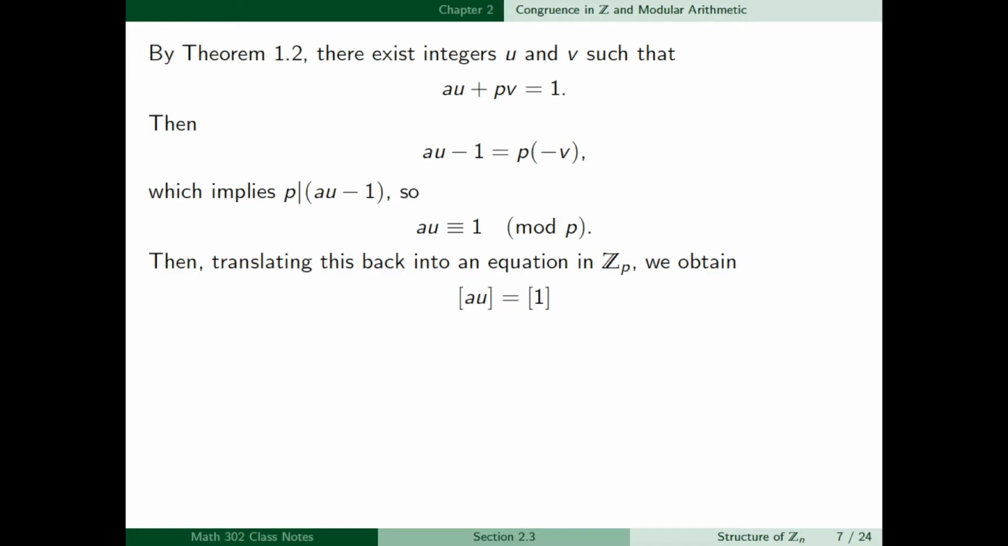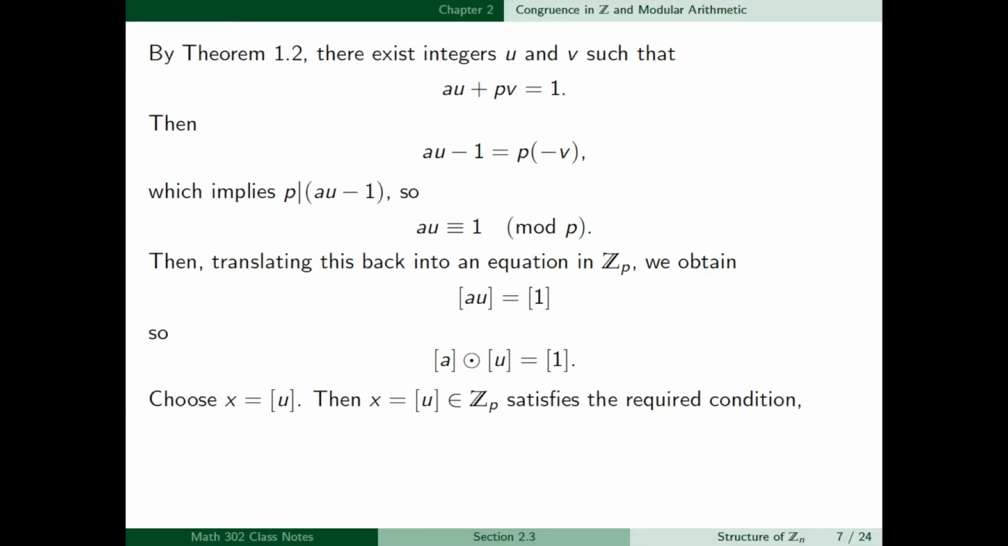Then, translating this back into an equation in Z sub P, we obtain the class of AU is equal to the class of 1, and this is equivalent to the class of A times the class of U is equal to the class of 1. And so if we choose X to be the class of U, then X, equal to the class of U, is an element of Z sub P which satisfies the required condition, which proves condition 2 holds.